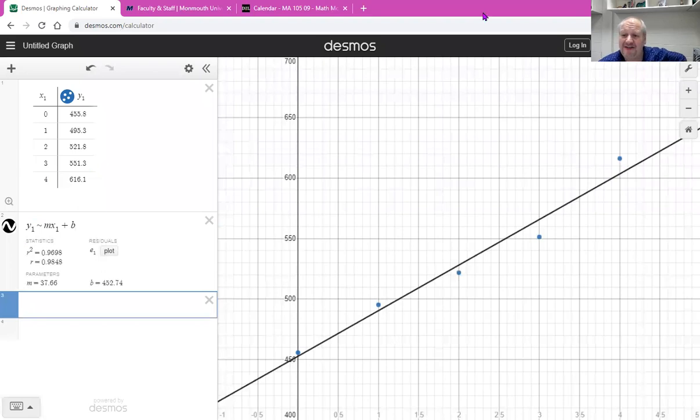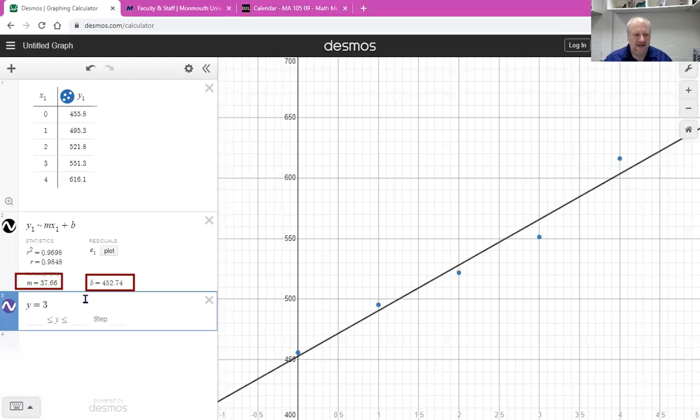And now I have some answers. I have right here the slope, and I have right here the intercept. That means I can write out the formula. The formula ought to look like this: Y equals 37.66x plus 452.74. That is the equation. And notice when I graph it, it's blue and it just covers it. So you don't have to have that there, but it does help to have that there if you try to do predictions. Next.